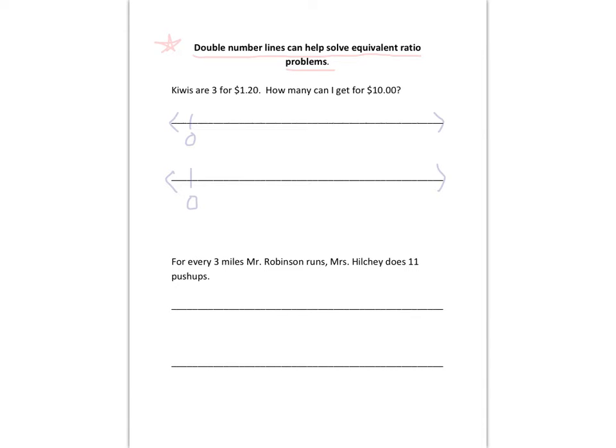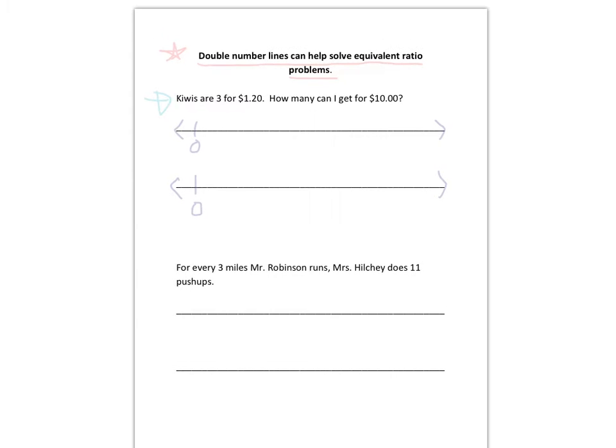My problem is kiwis are 3 for $1.20. How many can I get for $10? So I'm going to make the top number line kiwis. And I'm going to make the bottom number line cost. And then I'm going to put some tick marks. And I'm going to make them the same for both number lines.